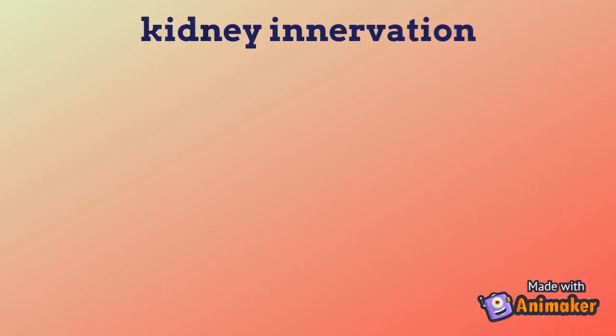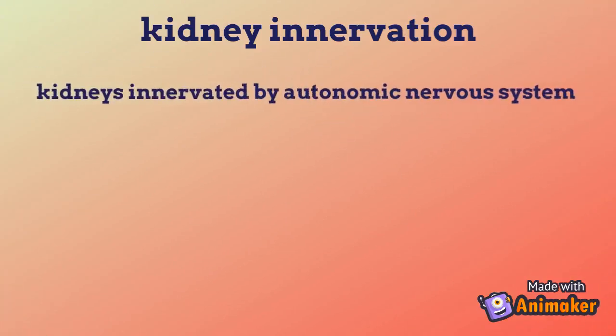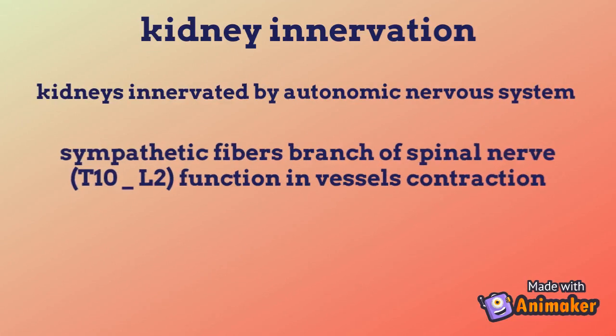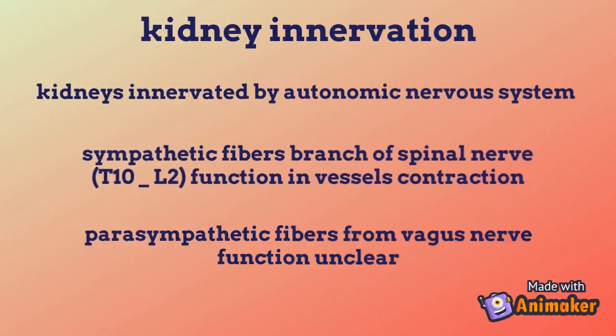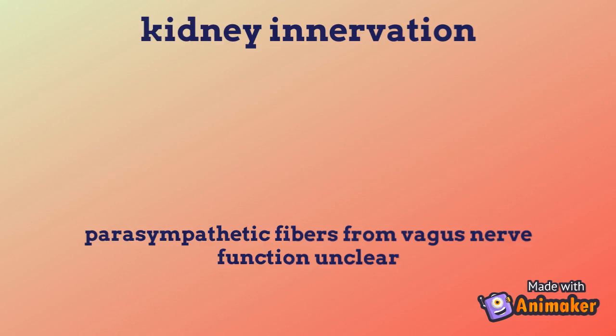Kidney innervation. The kidney is innervated by the autonomic nervous system, the parasympathetic and sympathetic fibers. The sympathetic fibers branch from the spinal nerves, thoracic 10 to lumbar 2. Their function is contraction of the blood vessels. The parasympathetic fibers branch from the vagus nerve, and their function is unclear until this moment.